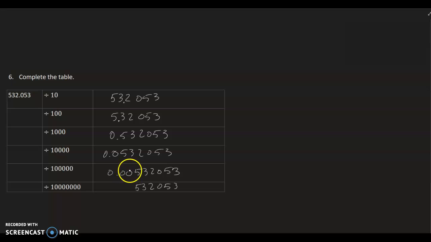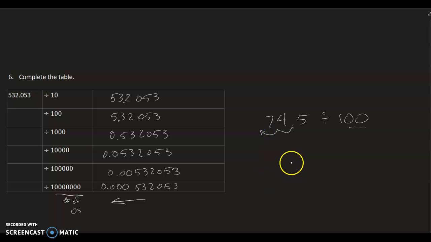And then over here for the dividing by 100,000. All right, you guys see the pattern here? We're going to move the decimal point to the left the same number of zeros that we have here. So that's the pattern. For example, if I want to divide 74 5/10 divided by 100, there are 2 zeros here. So I'm going to move this decimal point to the left twice. So this would be 745 thousandths.